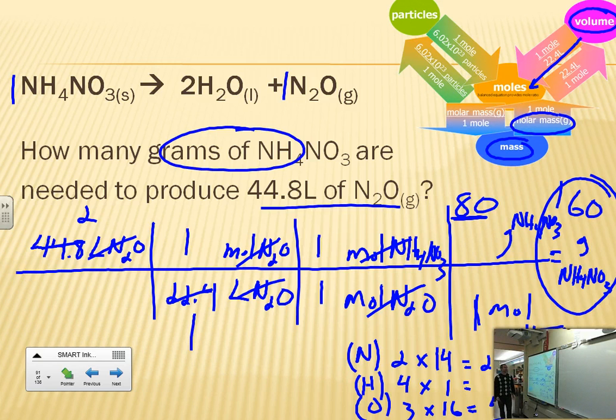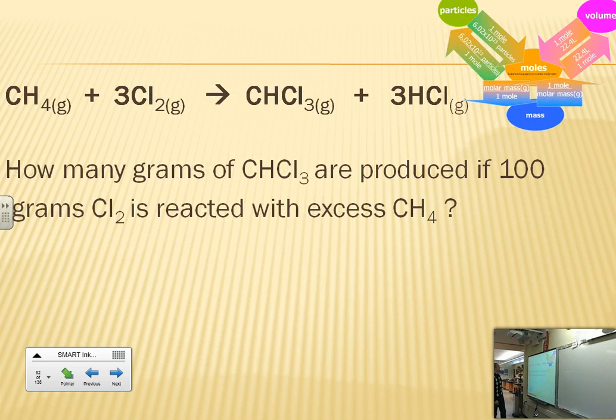Okay, so a very powerful tool, stoichiometry. Let's do one more example. So my last example, it says how many grams of, and this is chloroform, are produced if 100 grams of chlorine is reacted with excess CH4 or methane.